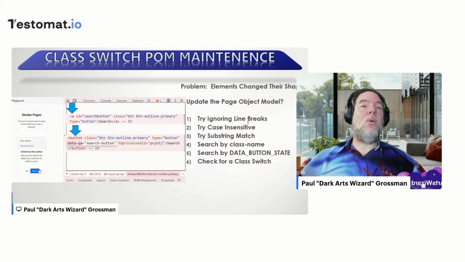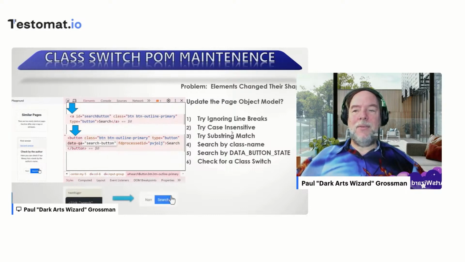If I'm doing a coding style, I would be adding some clever coding and saying, hey, let's try ignoring any line breaks. Let's try case insensitivity. Let's do a substring match. Just look for a search. And obviously, search is lowercase over here, but in the text, it's capital. You can certainly find it based on search. Click search, find it by the ID, find it by the text that's in the object itself.